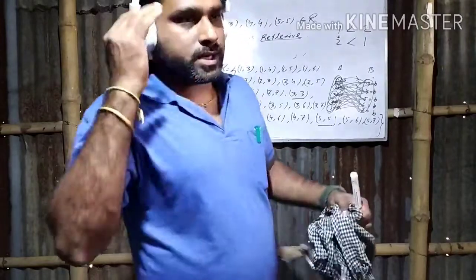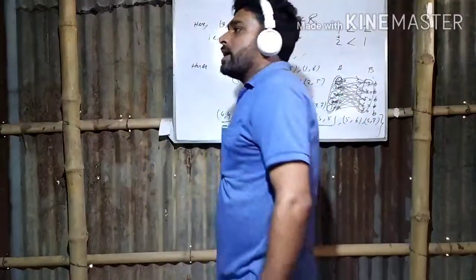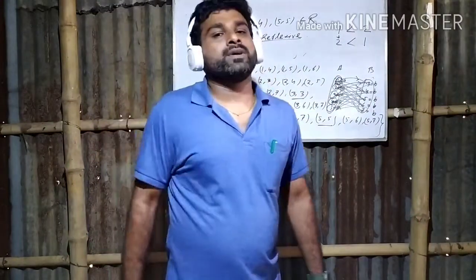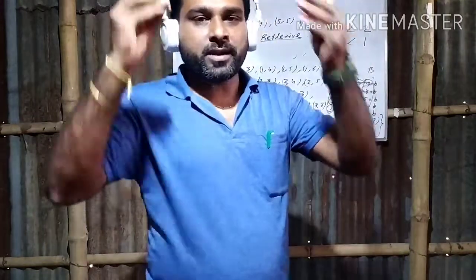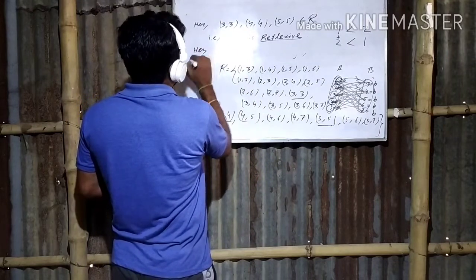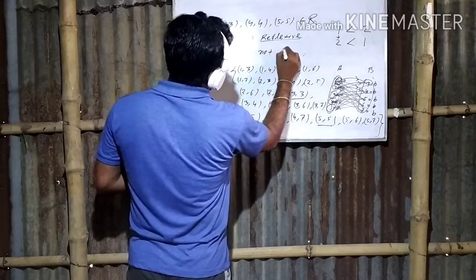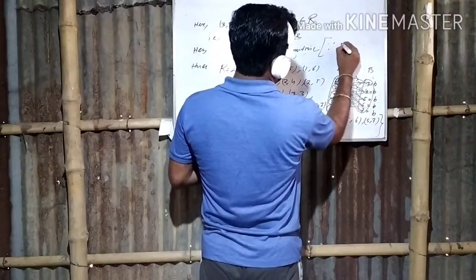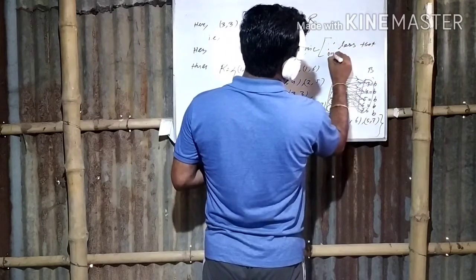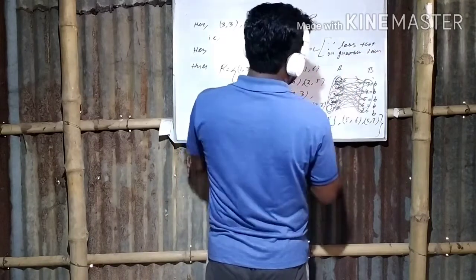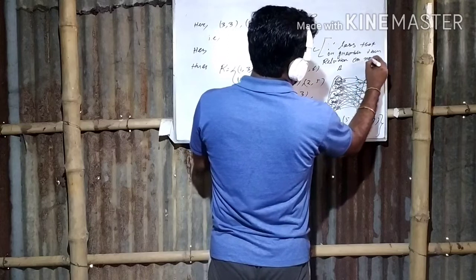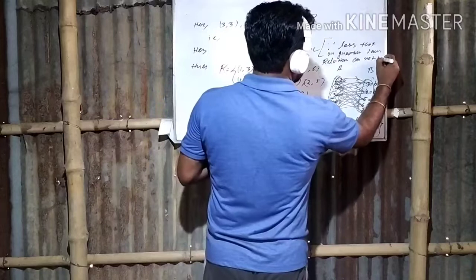So concisely, you should remember this thing: when in a relation set a less than b, b less than a, this less than or greater than sign is given, then this type of relation will not be a symmetric relation. Just write the direct statement. Here, R is not symmetric. Just write the reason here: since less than or greater than relation cannot be symmetric.